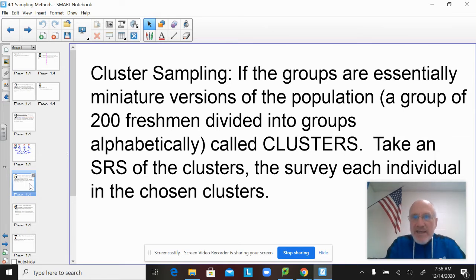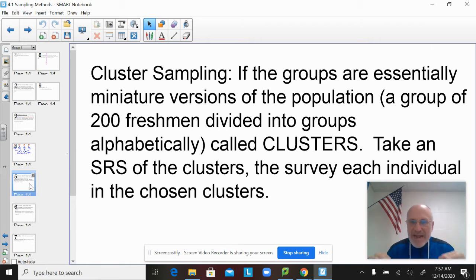So in this case, you're going to take an SRS of the clusters. Let's say there are 10 groups of 20 freshmen. I would put the numbers 1 to 10 in a hat and randomly pick 3 of them. Let's say I pick numbers 1, 4, and 7. I would then go to clusters 1, 4, and 7 and survey everybody in those 3 clusters.